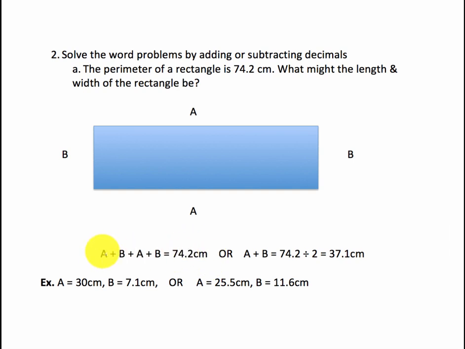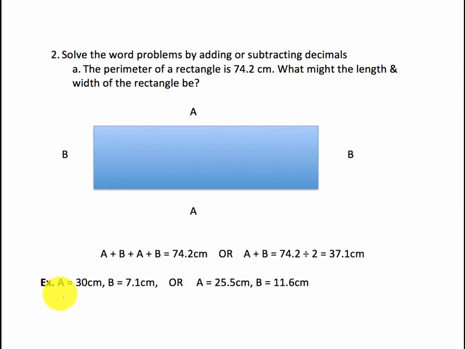Now instead of trying to think of some decimals that will add up to that, what we can do is just look at half of the rectangle. So if A plus B plus A plus B should equal 74.2 centimeters, then half of the rectangle, just A plus B, should equal half of 74.2 centimeters. So if I take 74.2 and divide it by 2, it equals 37.1. So now all I have to do is think of two decimals, my A and my B, that when they add together equal 37.1 centimeters.